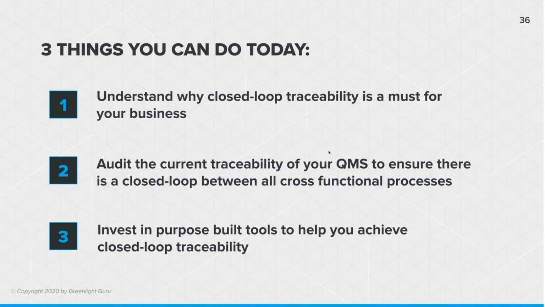The second thing you can do is audit the current traceability of your QMS to ensure there is closed loop between cross-functional processes. That can certainly feel like a daunting task. So I always recommend break it down into phases. Maybe just say, let's look at our design transfer process specifically and look at our connection between our pre-launch activities like building a design matrix and a risk matrix, and then connecting that to operations.